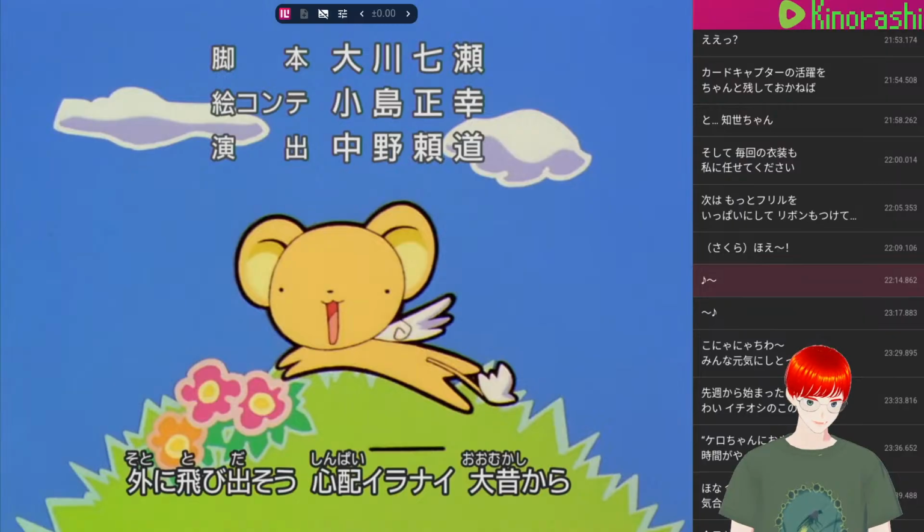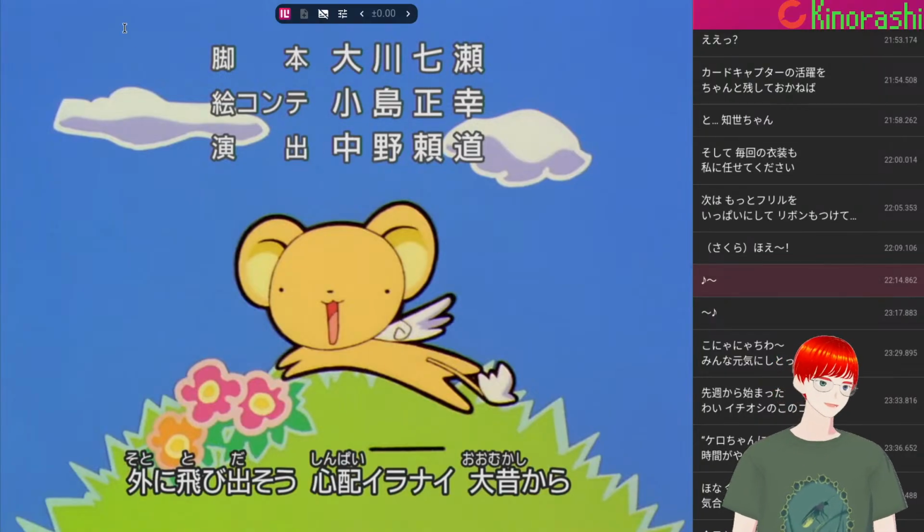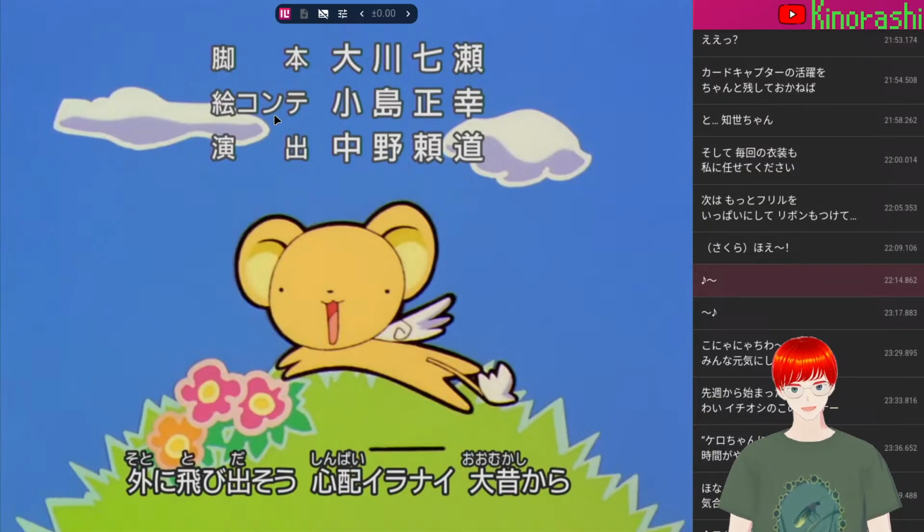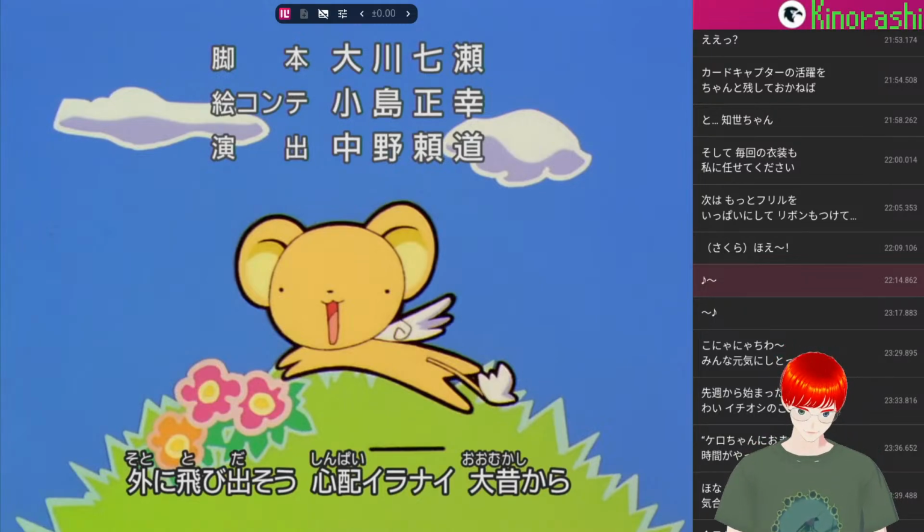Soto ni tobidaso. Let's go outside. Tobidasu. Maybe it's supposed to be leap outside. Tobidasu, to jump out, to leap out. Yes, okay. Soto ni tobidaso. Let's leap outside. Shinpai iranai. We don't need to worry.